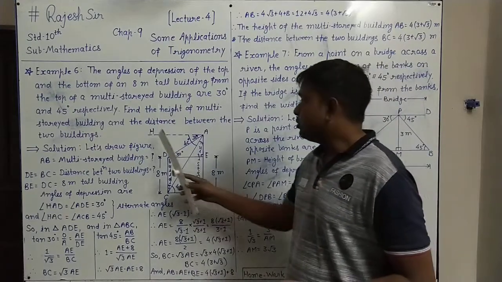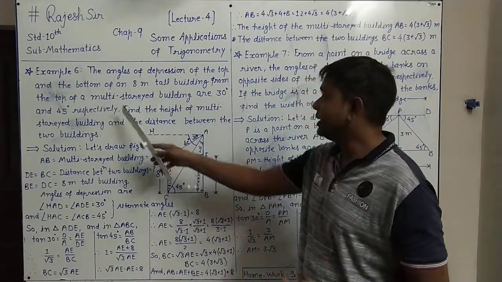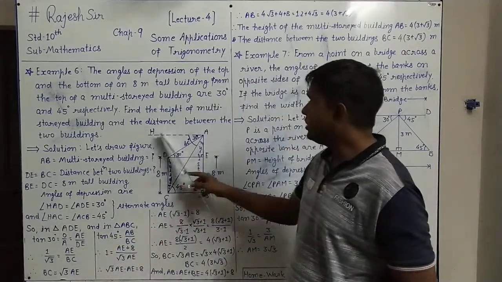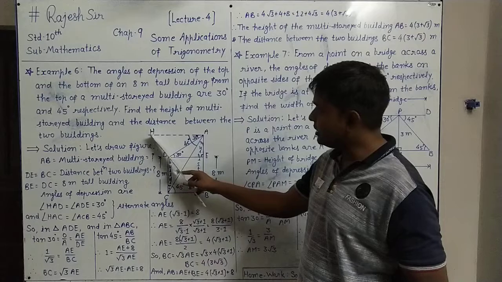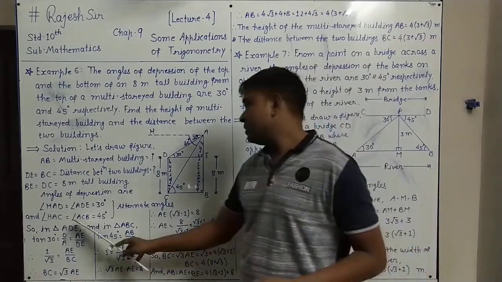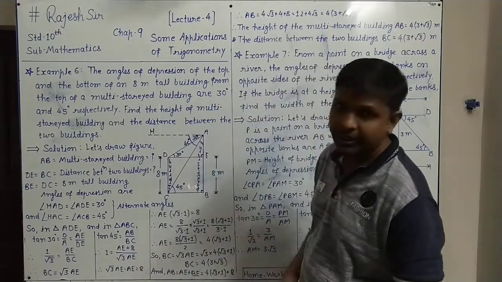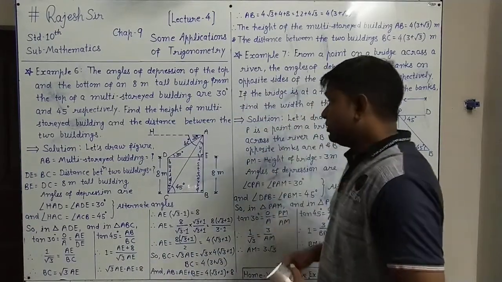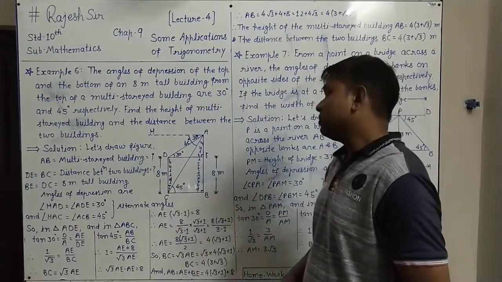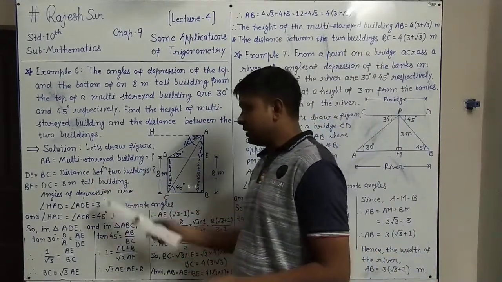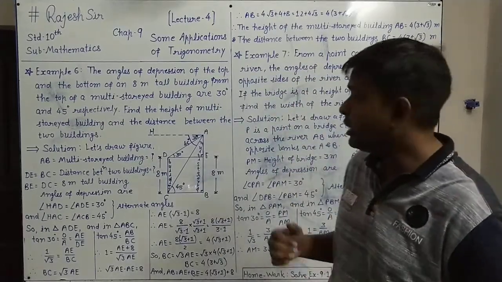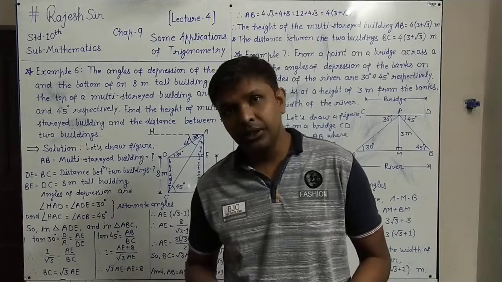The next angle of depression is 45 degrees, that is HAC. Angle HAC will also be equal to angle ACB, as you can see in the next slide. So this ACB is also 45 degrees because of alternate angles. This way the figure is explained. Now, as I told you in the last lecture, we have to see the right triangles here.